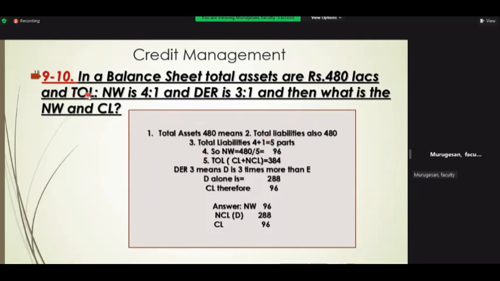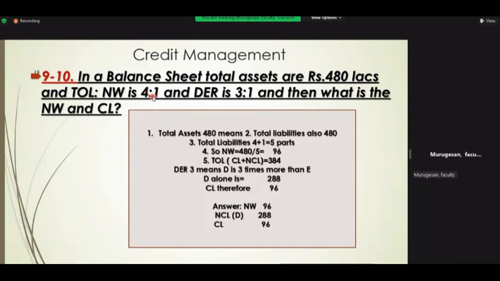Total liability means TOL. The TOL is 4 times and equity is 1 time. Sir, total liability is 4 times. 4 parts is 480, sir. Then 1 part will be 120, no, sir. 4 plus 1, no, madam. 5, you know. So 4 plus 1, 5. 5 is equal to 480, madam. So 480 divided by 5, you have to divide by, madam. Ma'am, first we found TOL, then we will find out the DER, ma'am.